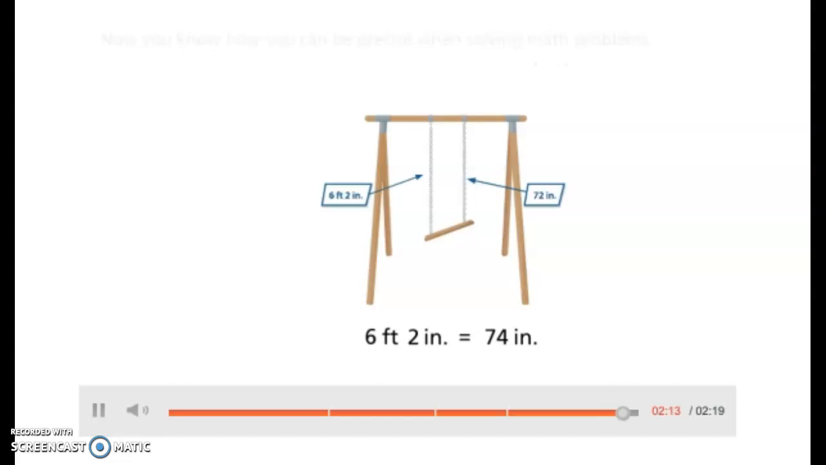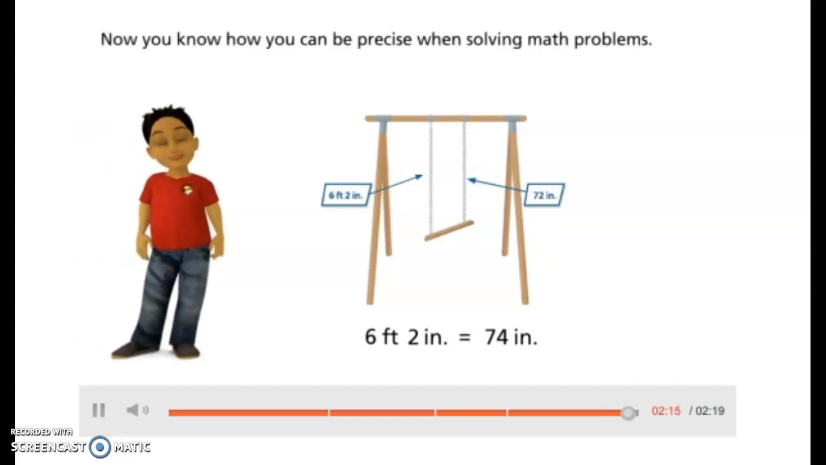Now you know how you can be precise when solving math problems.